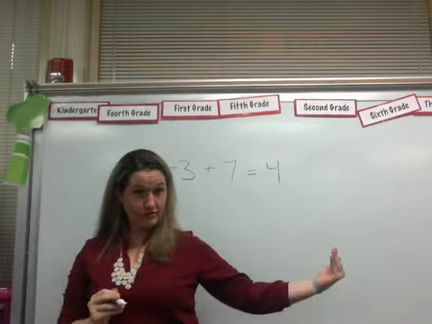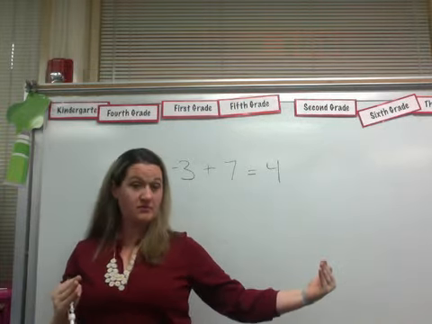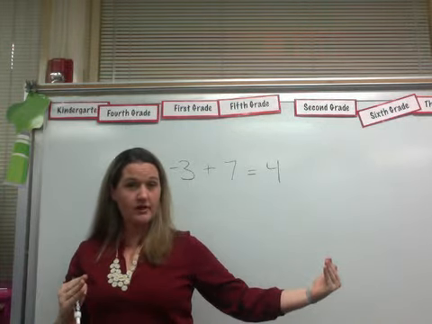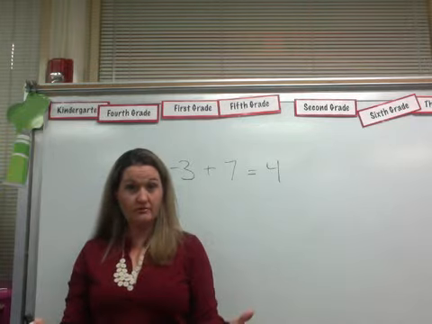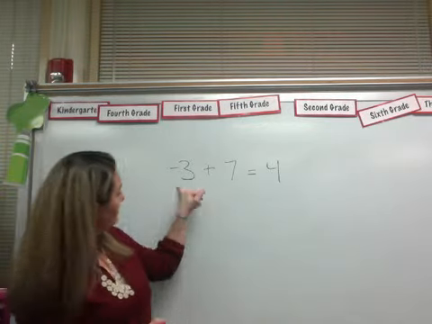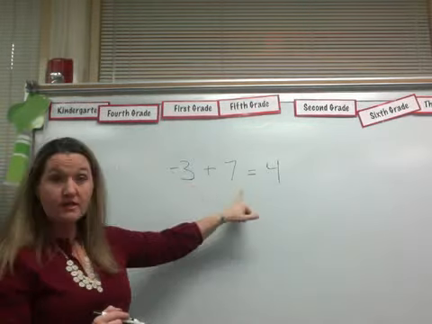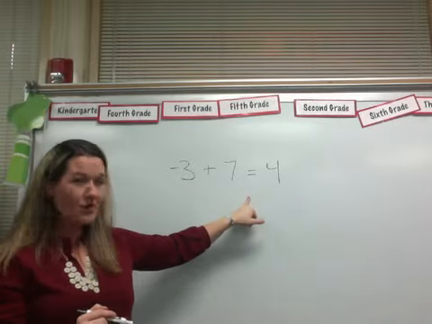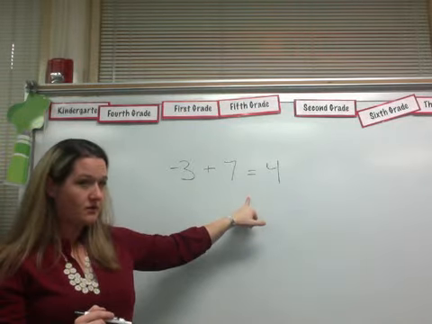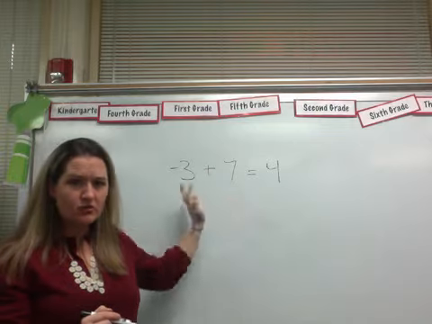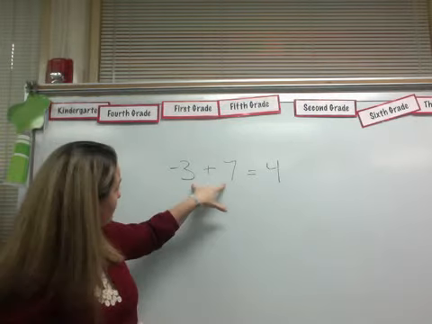I owe $3. I then went ahead and got $7. What do I have left? Well, I have the $4 left. So when I've got two different symbols, a negative and a positive, what process did I end up doing? I ended up subtracting. The order doesn't really make a difference. I just find the difference of the two.